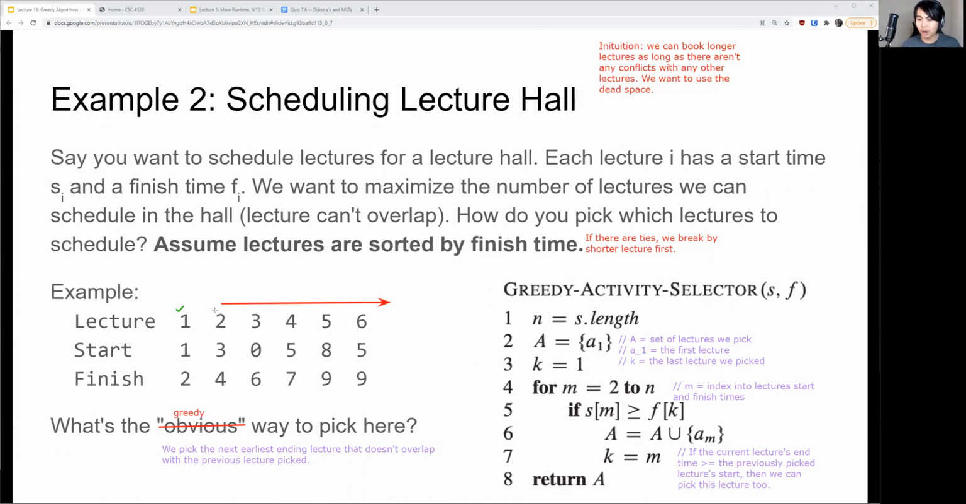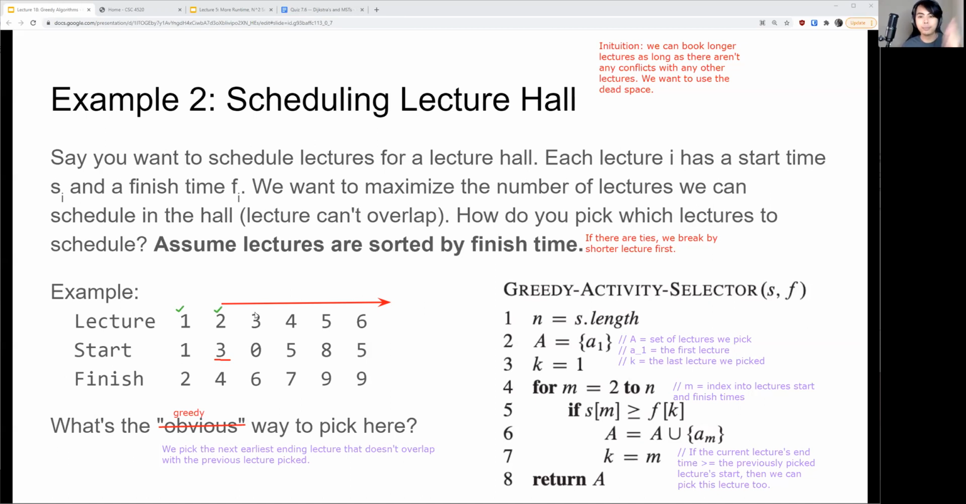Type in 2 in chat if you're with me so far. We picked lecture 1, which is why there's a green check mark. Now we're at lecture 2, because by definition we're just looking at the rest of the lectures one at a time. Now we look at the start time of lecture 2, which is S of M, or S with M in the square brackets. That's what that means. And we compare it to the finish time of the previous lecture we just picked. In this case, we only had one lecture, the first lecture that we picked. And so we check, hey, is the start time of the current lecture greater than or equal to the end time of the previous lecture that we picked? The answer is yes, right? 3 is greater than 2. So we go ahead and pick 2 as well.